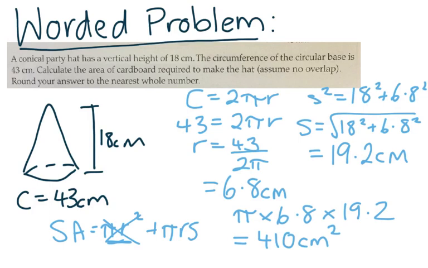So then again, because it's a worded problem, you would answer with a sentence. You would say you would need 410 square centimetres of cardboard to make this party hat.